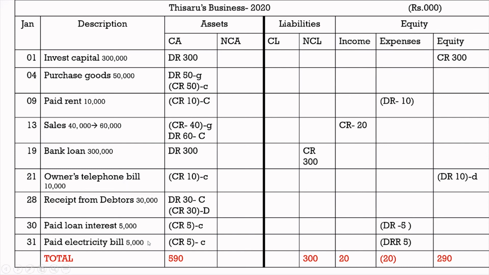And our final transaction is paying the electricity bill. So then also our cash reduces by 5,000. And it is also an expense. So it is also reducing by 5,000 rupees, right? So that was the part we had to discuss today.